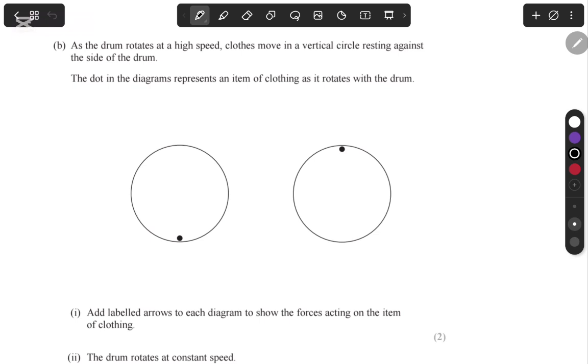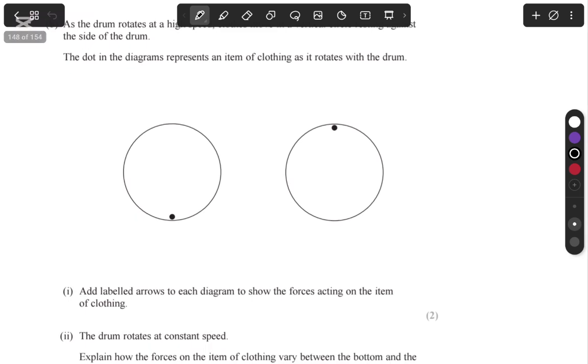So part B says, as the drum rotates at a high speed, clothes move in a vertical circle resting against the side of the drum. The dots in the diagrams represent an item of clothing as it rotates with the drum. Part I says, add labeled arrows to each diagram to show the forces acting on the item of clothing.